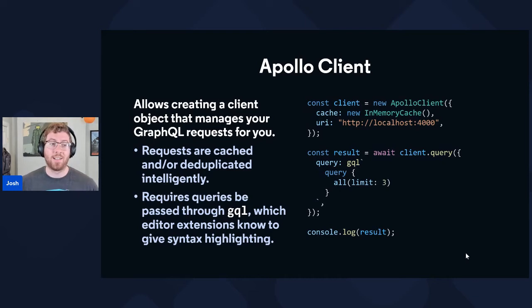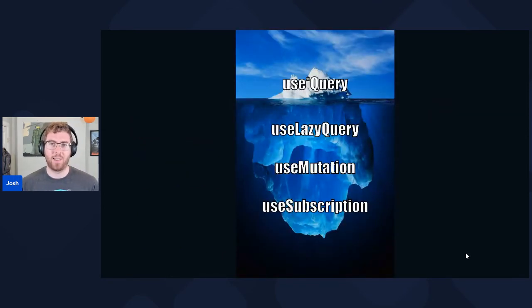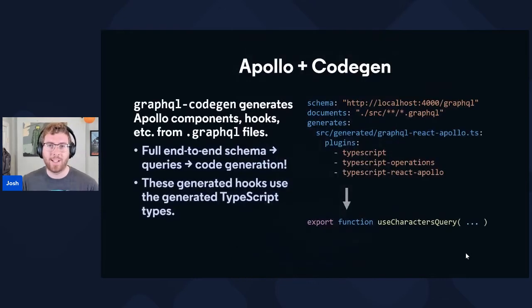So the Apollo client is an in-memory cache-capable object, along with other cache types, that can manage your GraphQL requests for you. And I'm going to go to specifically one thing that uses Apollo client logic, use query. There are also, again, more advanced things Apollo does, like lazy queries and mutations and subscriptions, but I'm not going to get into them.